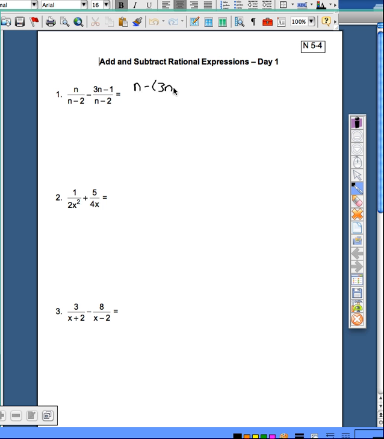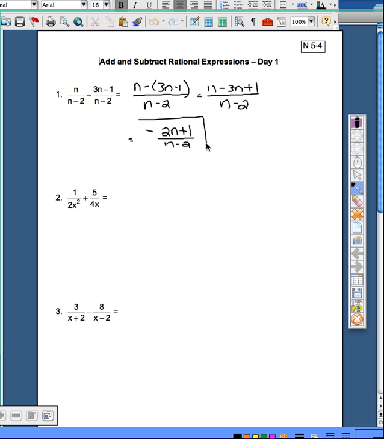n minus (3n minus 1). And notice that this minus is between here, so we have to put the 3n minus 1 in parentheses. And our common denominator is n minus 2. We don't add the denominator or multiply it or do anything to it. We leave it the same. And so n minus (3n minus 1) is the same as n minus 3n plus 1 over n minus 2. And so my final answer is negative 2n plus 1 over n minus 2.